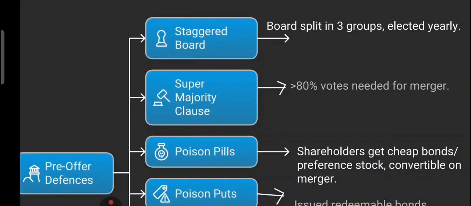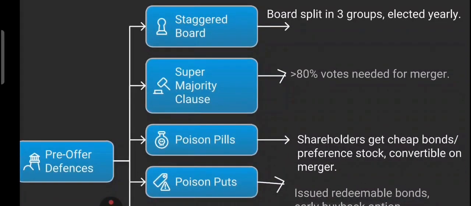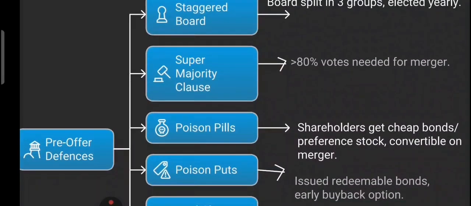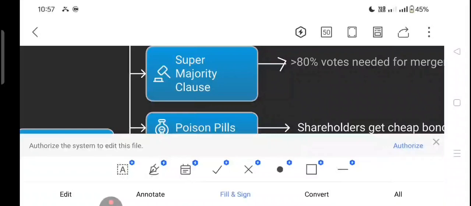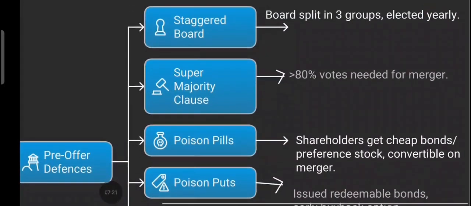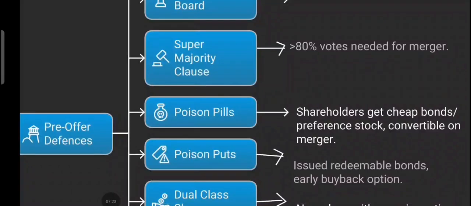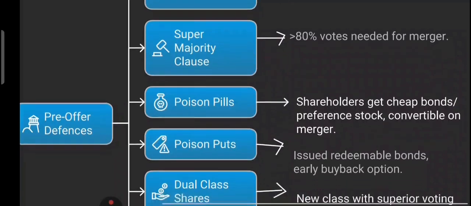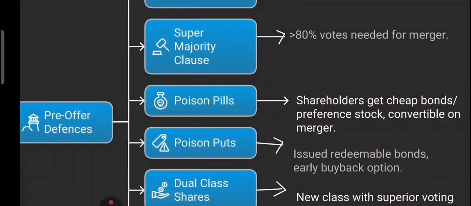Then we have the supermajority clause. Instead of a simple majority, a very high number like 80% of the vote is needed to approve a merger, making it much harder. Now we have something called a poison pill. This is a most frequently asked question. The company gives existing shareholders the right to buy shares or bonds at a cheaper price, making it costlier for the outsider to get control.